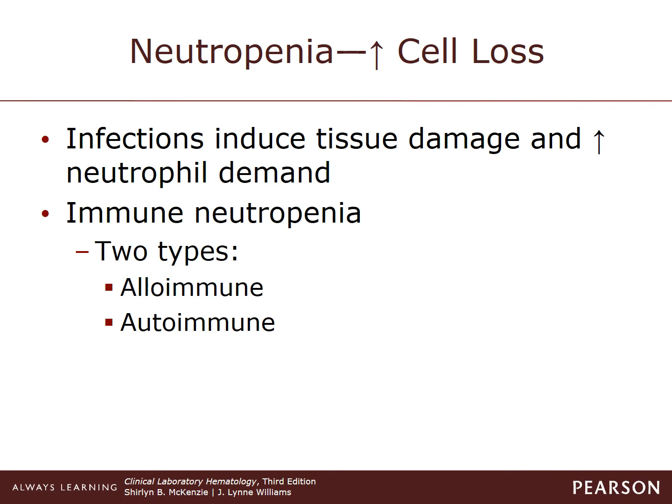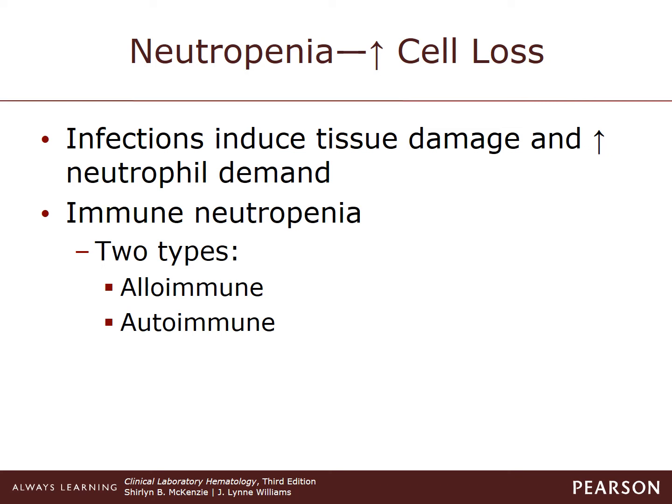Now, increased cell loss could also be a cause of neutropenia because there are certain types of viruses, bacteria, and protozoans that induce tissue damage, which also increases the demand for and the destruction of neutrophils. There's also an immune type of neutropenia where there are antibodies directed against neutrophil-specific antigens that cause a decrease in the number of neutrophils. Here, these cells are destroyed in a manner similar to how red cells were in immune hemolytic anemia we talked about last semester.